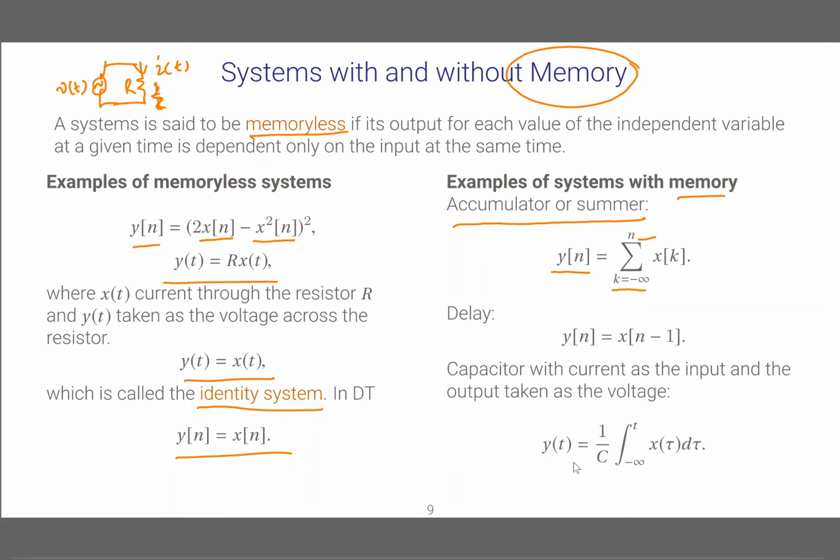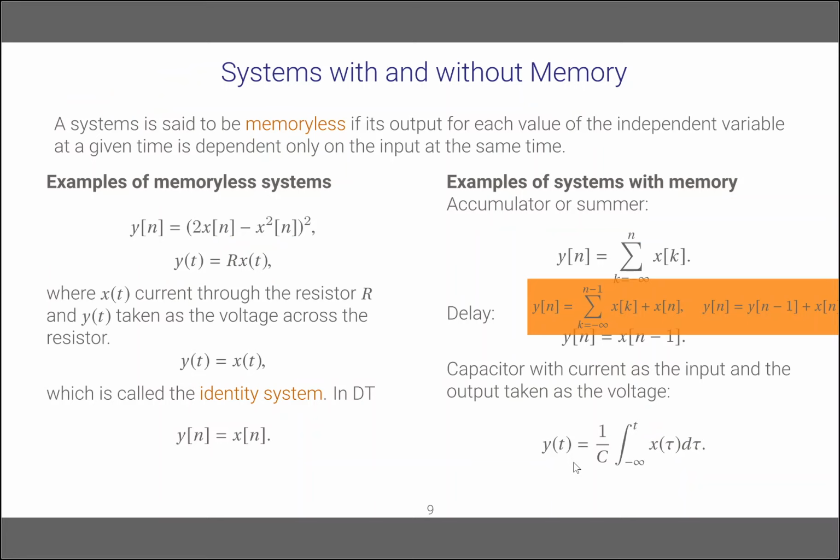That has memory. If you take the time delay, the output depends on the previous sample x[n-1], therefore that also has memory. And if you take a capacitor with the current as the input, you know that the capacitor voltage y(t) is given by 1 over C integral from minus infinity to t of x(τ) dτ. So you can see y(t) depends on the previous values of x(t). So that is also a system with memory.